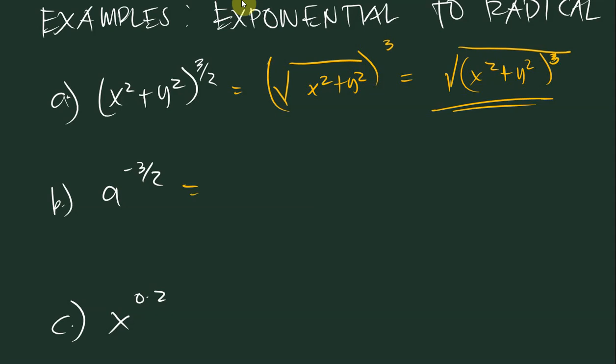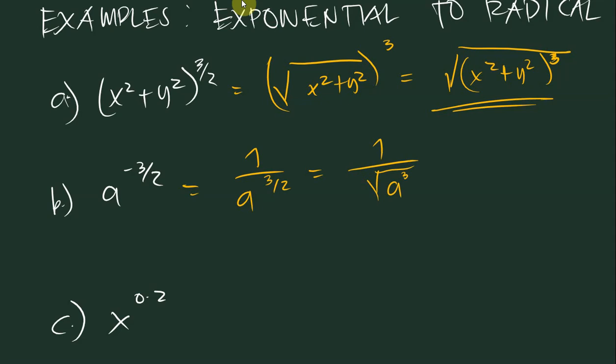The next one, we have a raised to negative 3 over 2. What does this mean when you have a negative exponent? We have here 1 over a raised to 3 over 2, right? So we can then express this as 1 over the square root of a cubed.